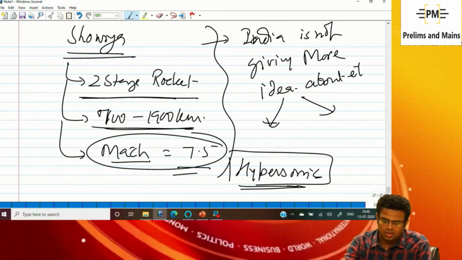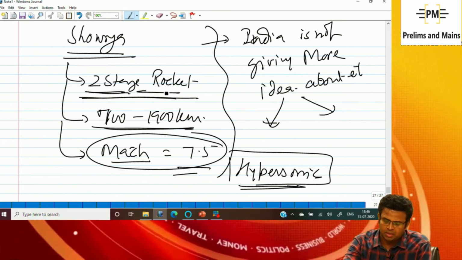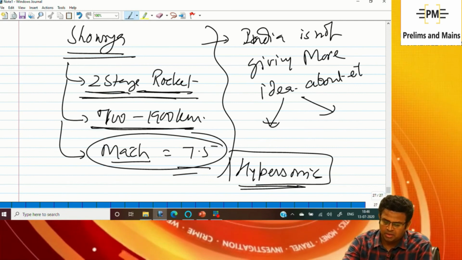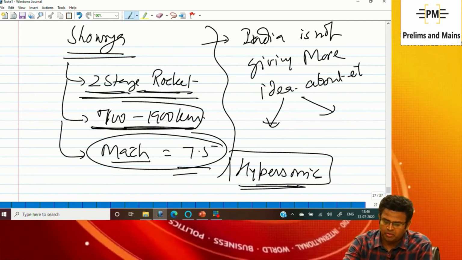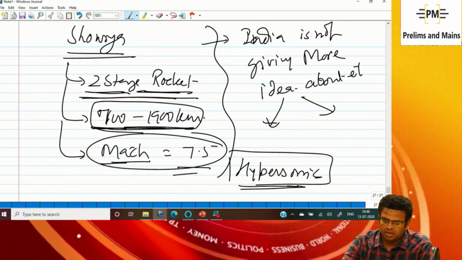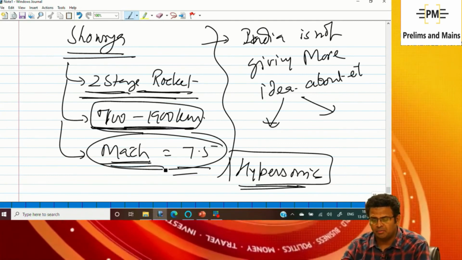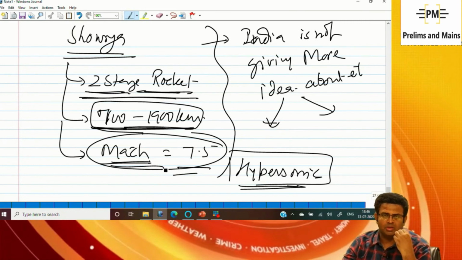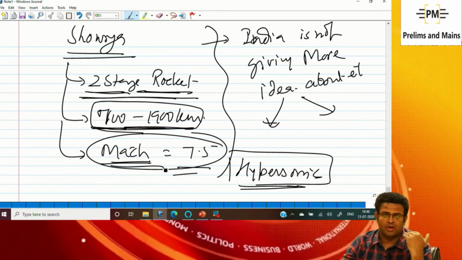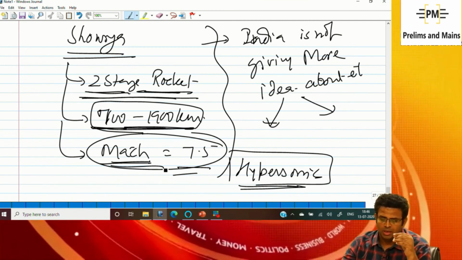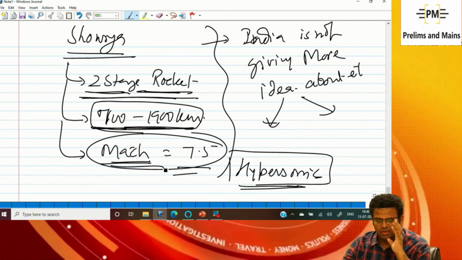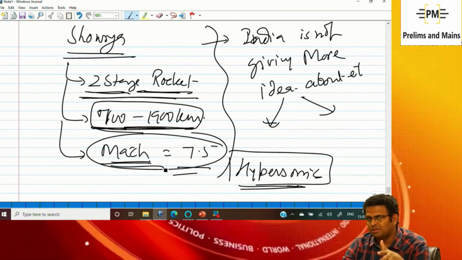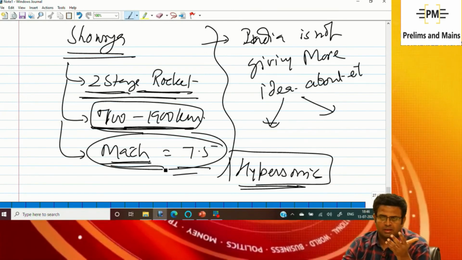Shaurya, you know, is a two-stage rocket, and it has been said that it will have a 700 to 1900 kilometer range, and its speed is around Mach 7.5. That means it is hypersonic. More than Mach 5 the speed is considered hypersonic. India is not giving data, so even this data which we are getting, it may be exactly this, but it can be something else.